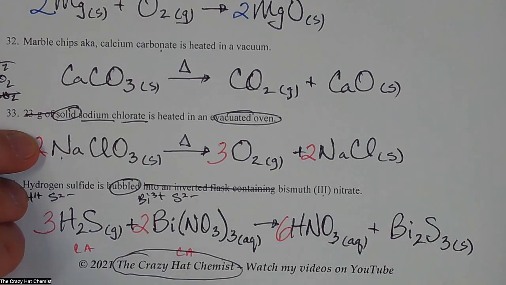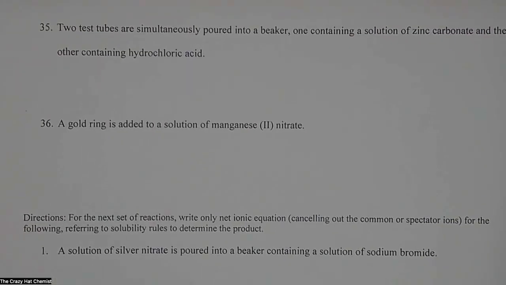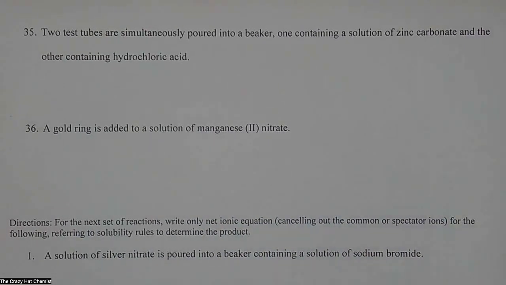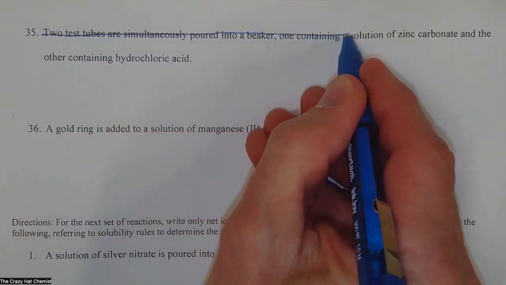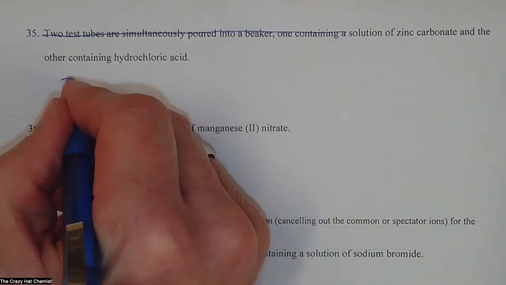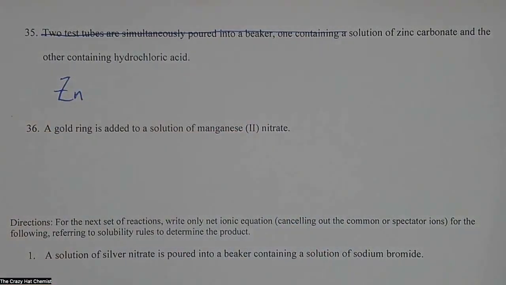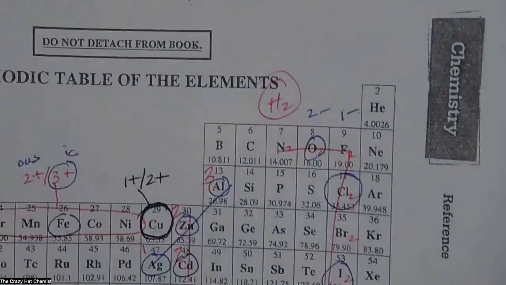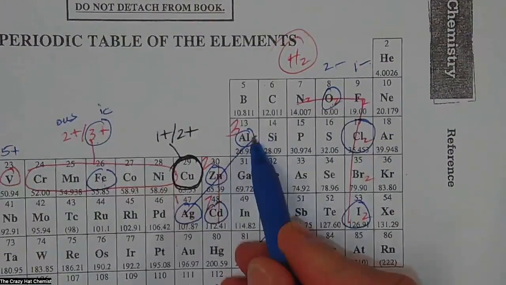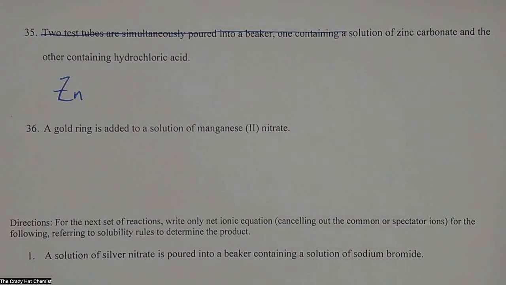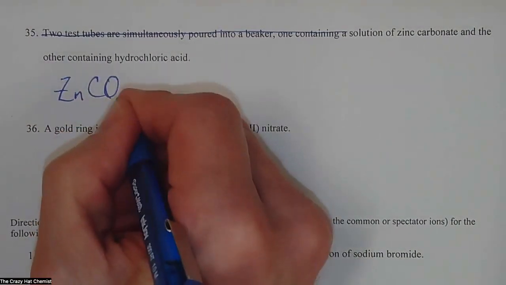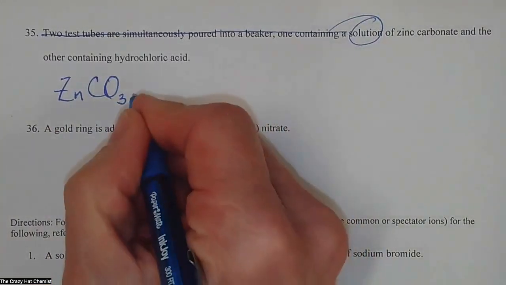All right, I'm going to peel this away, and now we're going for the next page here. So the next one, number 35, says two test tubes are simultaneously poured into a beaker, one containing a solution of zinc carbonate. Zinc is a 2+ charge, and we had done this very early on. So silver, zinc, aluminum 3+, cadmium 2+. Zinc is a 2+ charge, carbonate is a polyatomic ion with a 2- charge. And it says a solution, so that means this is aqueous.